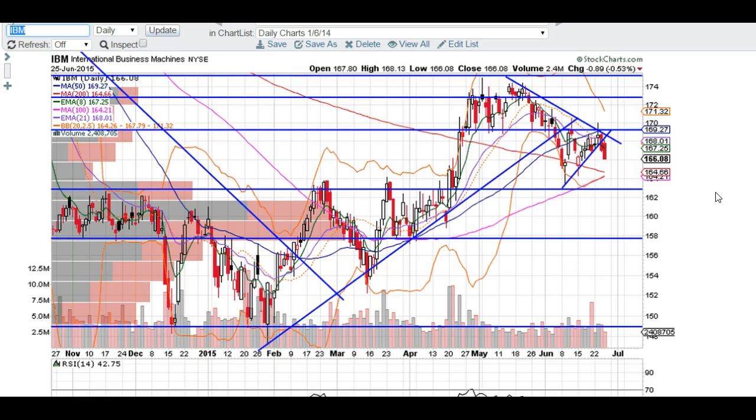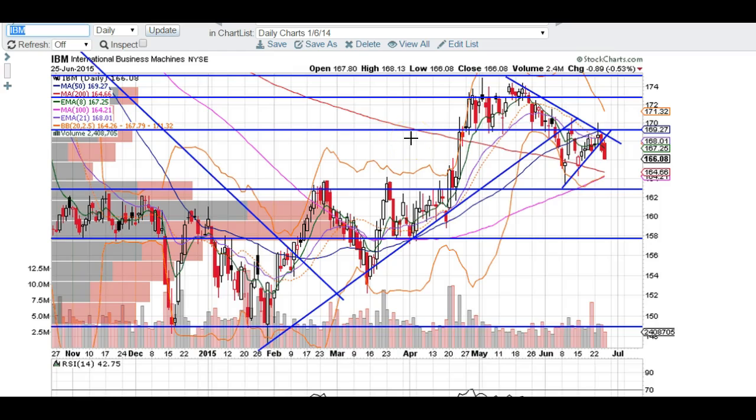We're going to take a quick look at the International Business Machines chart, IBM. If you were in the chat room live with us, you would have caught our alert for puts up here on this candle right here. As well, intraday today, we got in on some puts, some nice gains for our members.